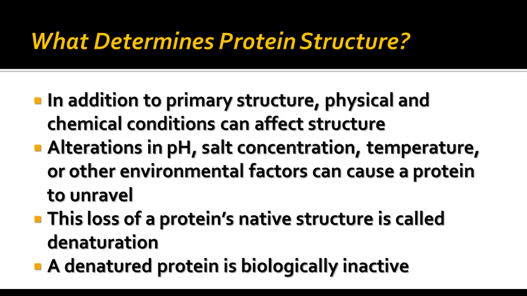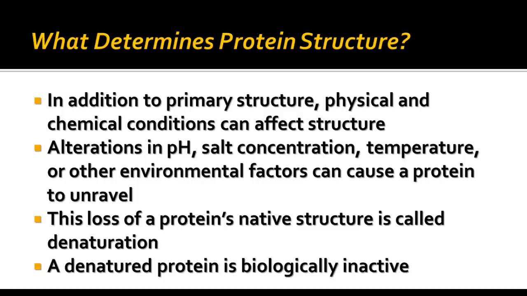So the physical and chemical conditions in which the protein is found can also affect its structure. If you change the pH or the salinity or the temperature or other kinds of environmental factors like that, you can cause the protein to unravel. You know that heat by itself will have a negative effect on hydrogen bonds, and pH and salinity can also have negative effects on those. And so when a protein unfolds or loses its native structure, that's called denaturation. And when the protein is denatured, it becomes inactive. It will not work properly.